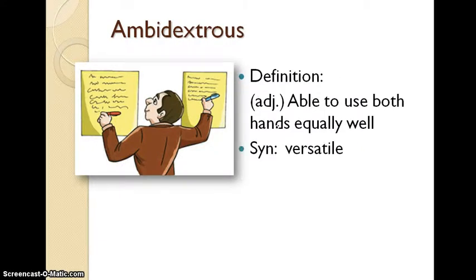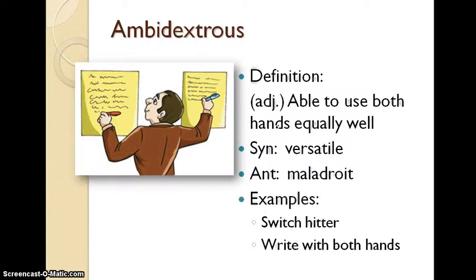Synonym might be versatile. Ambidextrous and versatile, you have a lot of different sort of talents, and you have the talent of using both hands equally well. An antonym is a maladroit. That means you're only good at one thing. An example is like a switch hitter, like I said, or you can write with both hands. I don't know too many people who can do that, though. Are you ambidextrous? Don't practice right now.